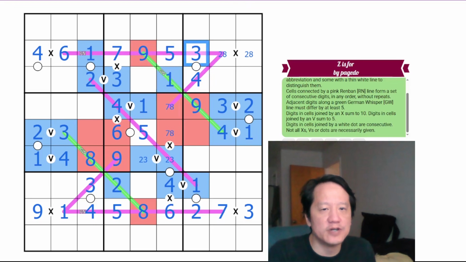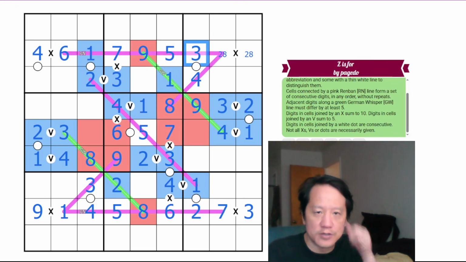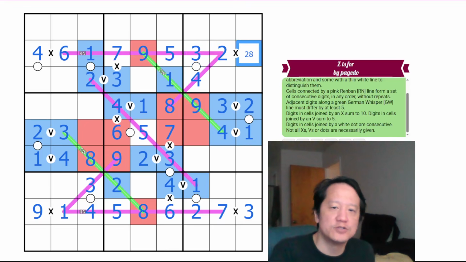7 eliminates 7 on the Renban. This can't be 7. That's 8, which makes this 7, which makes this 3 to add up to 10, which makes that 2 to add up to 5. 8 eliminates 8 on the rest of the Renban. This can't be 8. It's 2, which makes this 8.